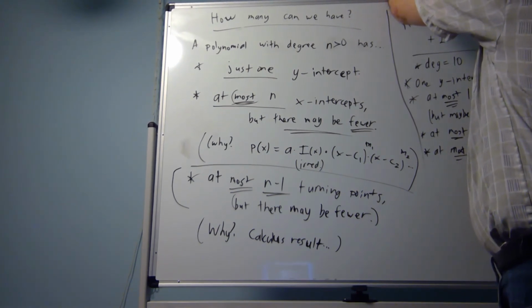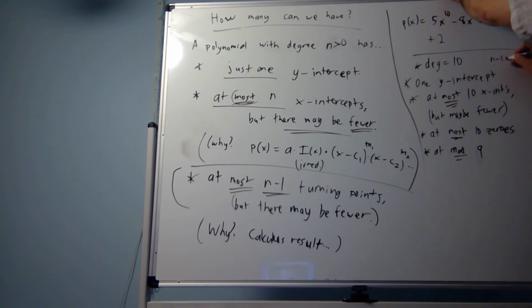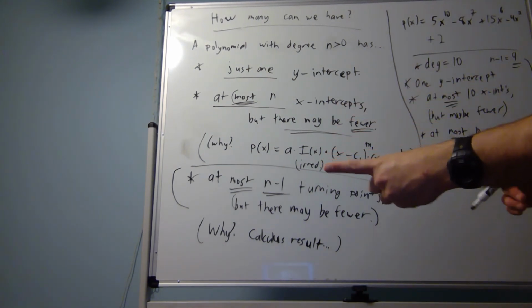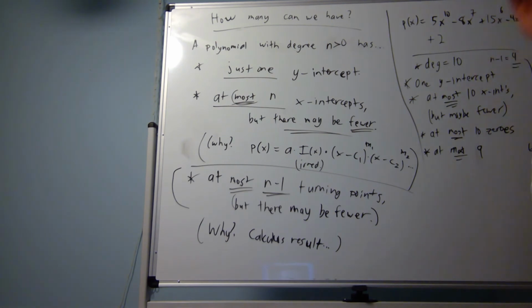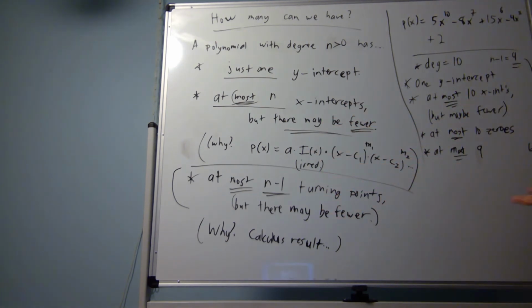Turning points: at most, not 10, but 9, because it's n minus 1, which is equal to 9 in this case. A parabola is second degree, but there's only one turning point. Same thing with the cubic. It's third degree, but that example only had 2 turning points. You can never get more. This one is 10th degree. Maybe it has 9 turning points. It probably has less, but it could have 9, for all I know.